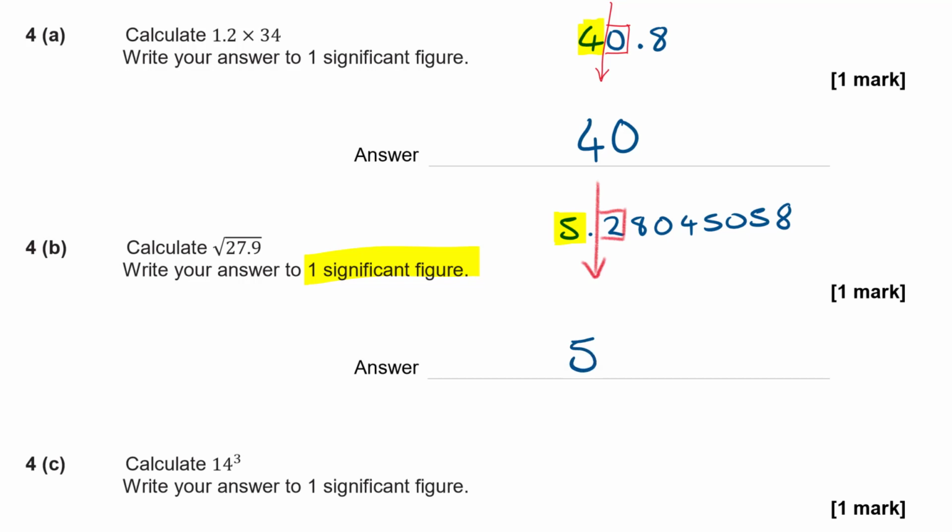Do I have to put any extra zeros in? Nope. It's a 5, that was already in the units column. This is in the units column. It's all good.